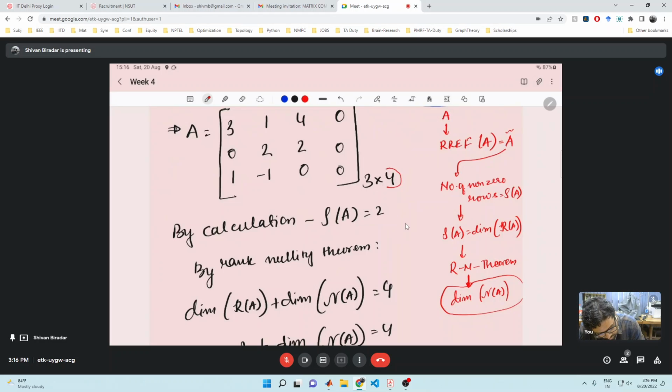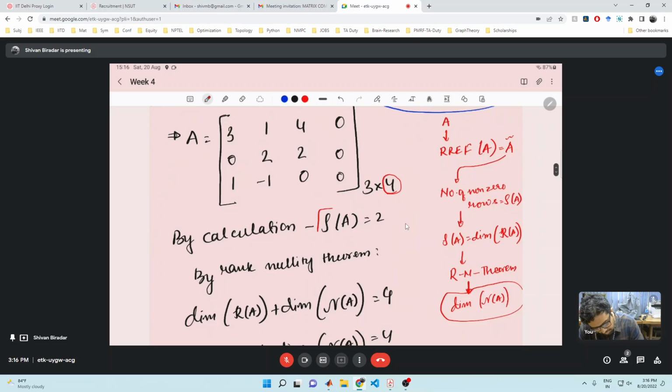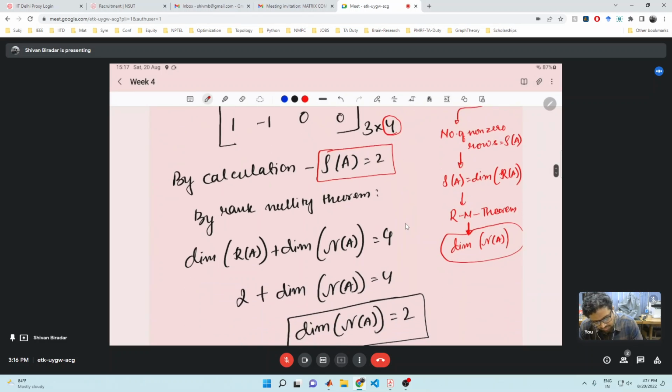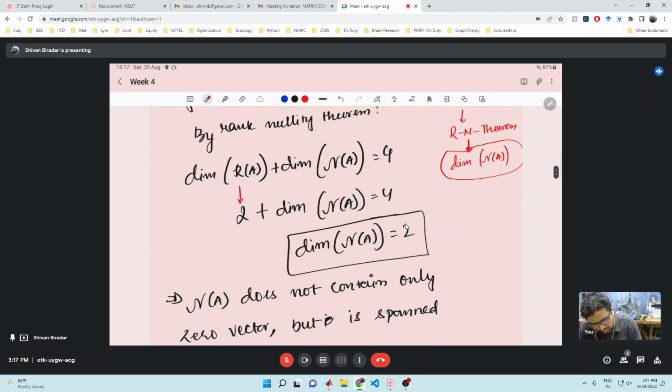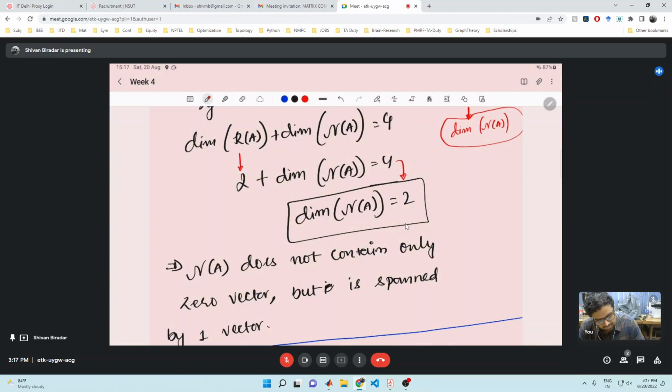So here we have 4 unknowns. Remember this. And by calculation we see that the rank of A is 2. By the rank nullity theorem, the dimension of the range space of A is equal to 2, and from this equation, we get that the dimension of the null space is equal to 2, which means that the null space of A is spanned by 2 linearly independent vectors. So the null space of A does not contain only the 0 vector.